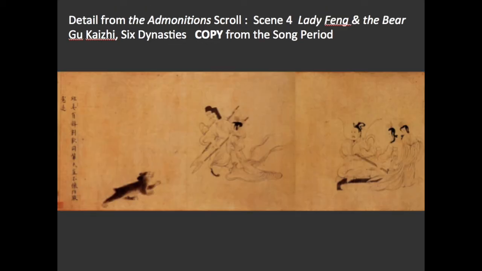In the Admonitions series by Gu Kaizhi, the Lady Feng and the bear scene narrate a legendary tale in the life of Lady Feng. She was a consort to the Han Emperor, and she placed herself in the path of a bear in an attempt to protect the emperor and to save his life. Here again, we see Confucian themes and morals.